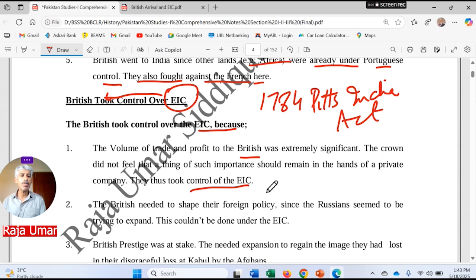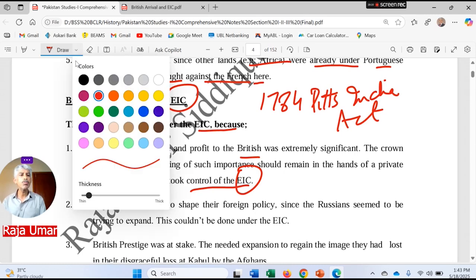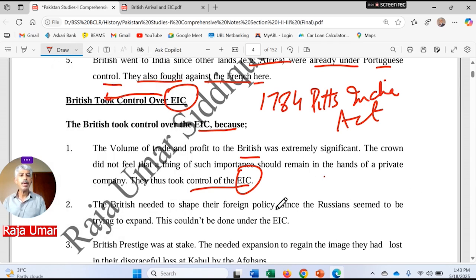You know that EIC was earning a lot from the subcontinent, and the British government was unaware of how much profit the EIC was making over here in India. So when they came to know that EIC was almost looting the lands of the subcontinent, the British government took control over EIC affairs, so that whatever the profit and whatever the tax collections, everything should go to the British government. The British needed to shape their foreign policy.